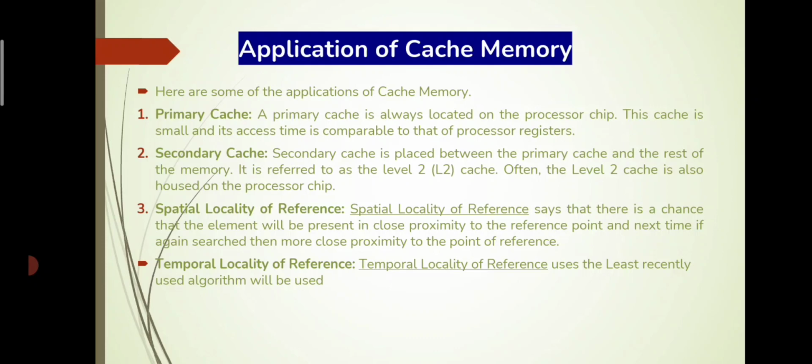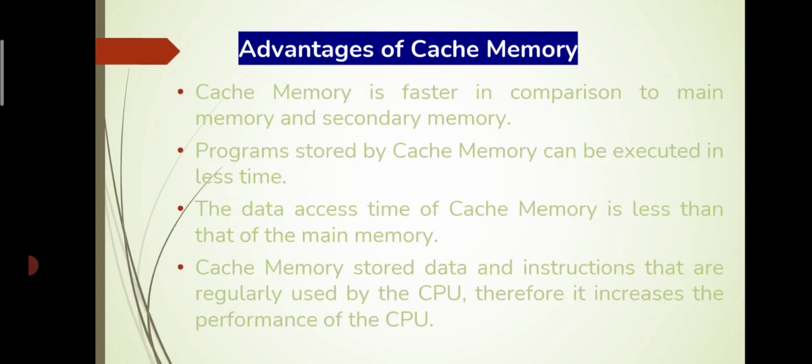Spatial locality of reference. Spatial locality says that there is a chance that the element will be present in close proximity to the reference point, and next time if again searched, then more close proximity to the point of reference. Temporal locality of reference. Temporal locality of reference uses the least recently used algorithm.